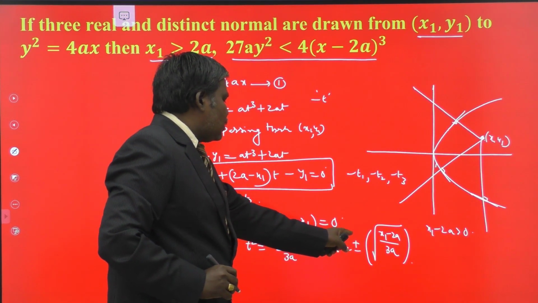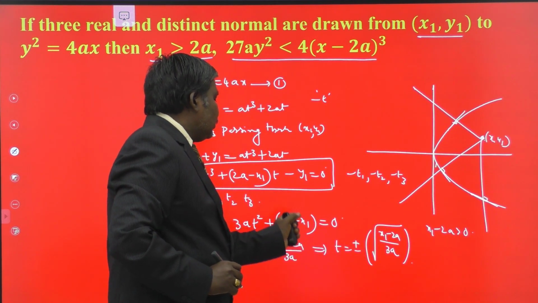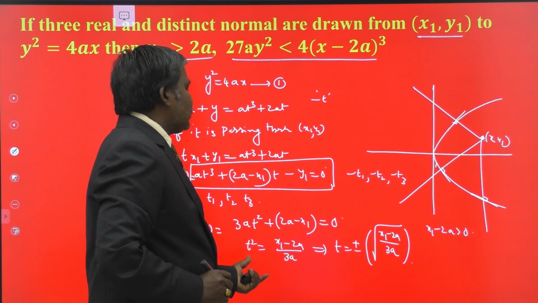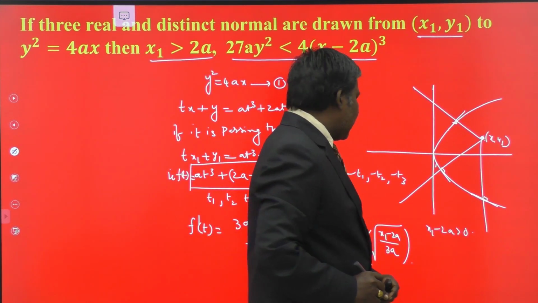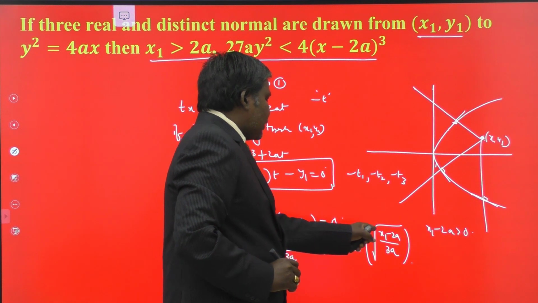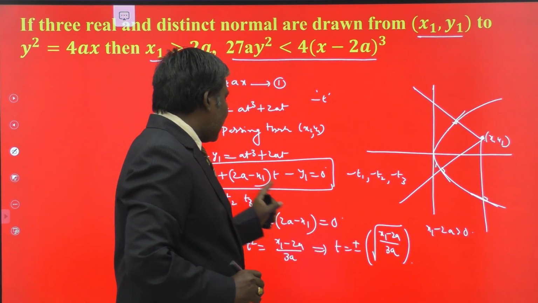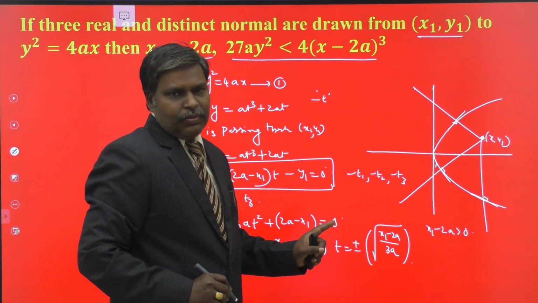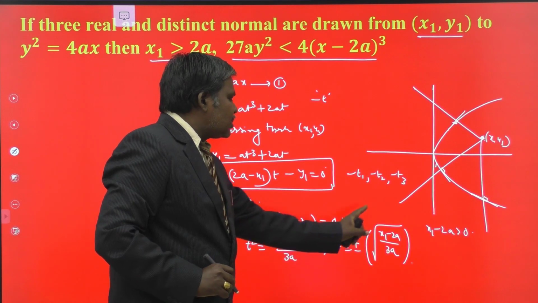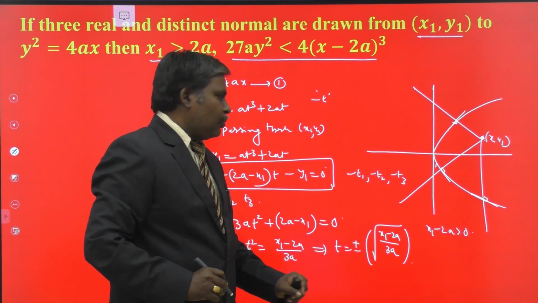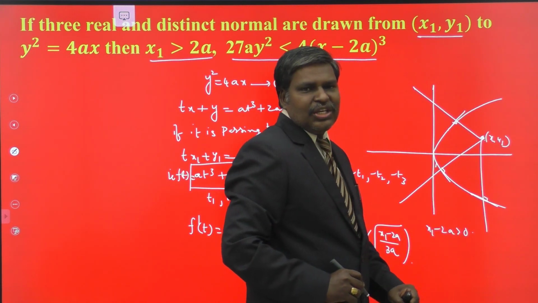So t is equal to plus or minus the square root of (x1 minus 2a) by 3a. There exist two real and distinct roots for x1 minus 2a greater than 0. So if x1 is equal to 2a, what happened? t is equal to 0. Then at that time we have only one root. But we need two real and distinct roots. Therefore, this must be greater than 0. This is happening only when x1 minus 2a is greater than 0.